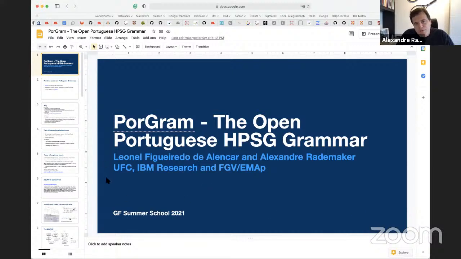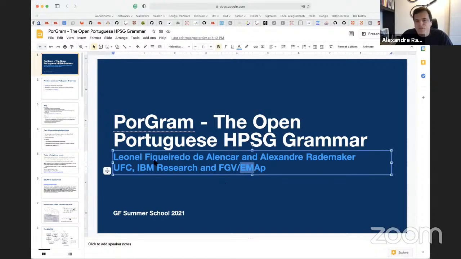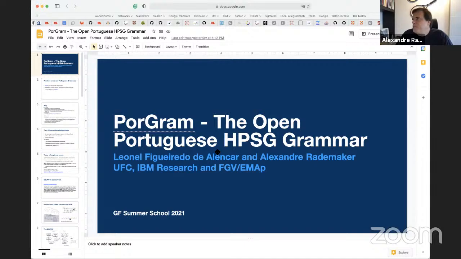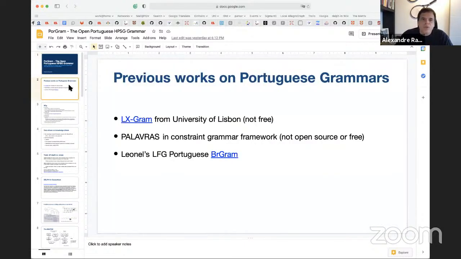Leonel is from the Federal University of Ceará, and I have two hats, right? I'm from IBM Research and also from academia. I still have a position in academia. EMAp is the School of Applied Mathematics at FGV. FGV is a kind of foundation in Brazil. It's a kind of university, a non-profit foundation.